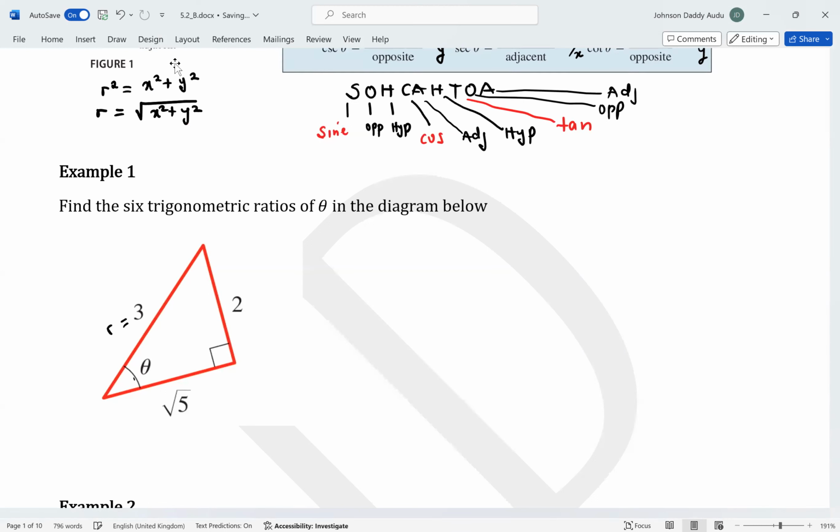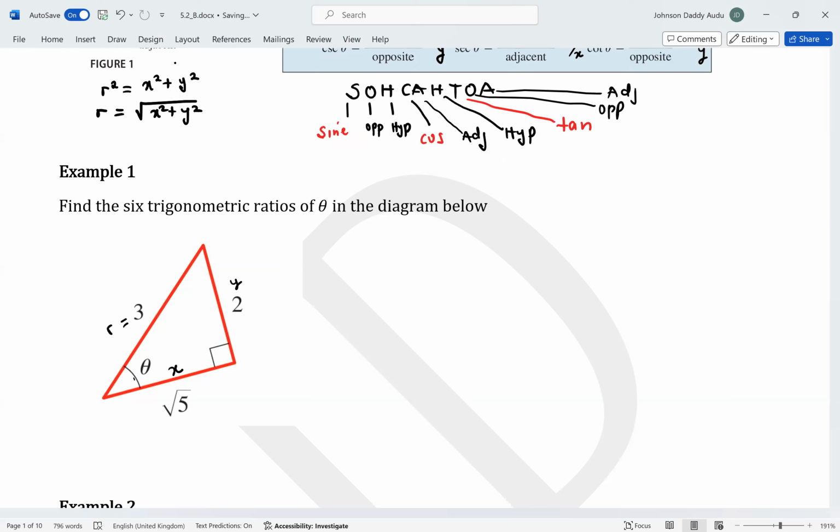So R is equal to 3. The side opposite to our theta, the acute angle, is usually our opposite, which we normally use as Y. So this is Y. And the distance between your right angle and your theta is x.